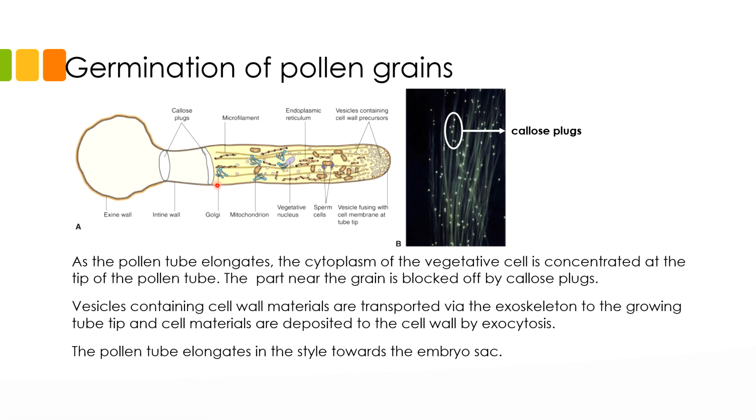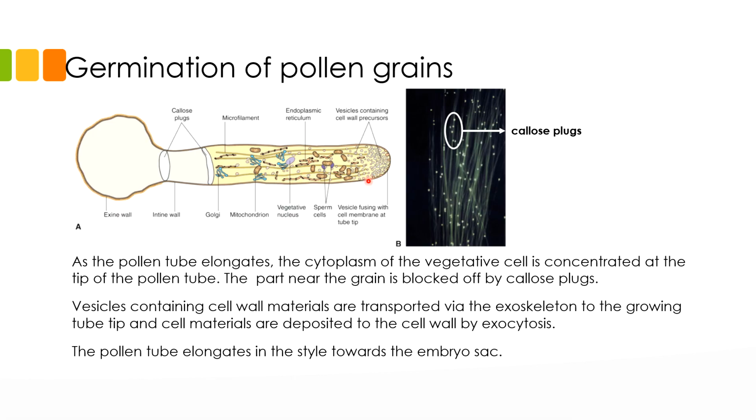The pollen tube is the vehicle that transports the sperm cell to the embryo sac to unite with the egg cell. That means the pollen tube needs to elongate and travel down the style to reach the embryo sac. The movement of the cytoplasmic contents at the tip of the pollen tube concentrates the cellular activity to the end of the pollen tube so it can elongate.